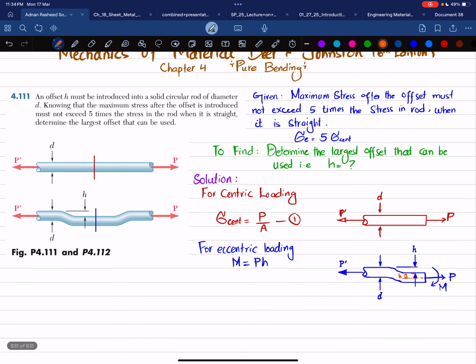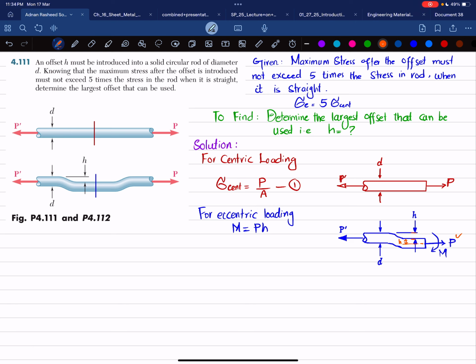Now here you can see you have a normal load and a moment. So what will be the stress? That will be the eccentric stress, sigma E, and it will be equal to the stress due to normal loading, P by A, plus the stress due to moment, which is equal to M times C divided by I.